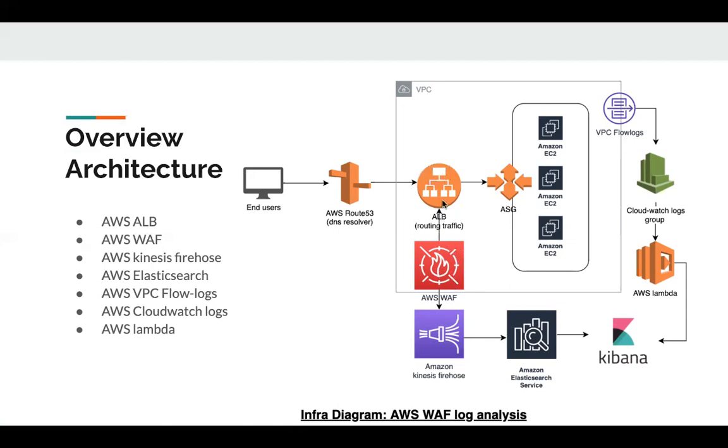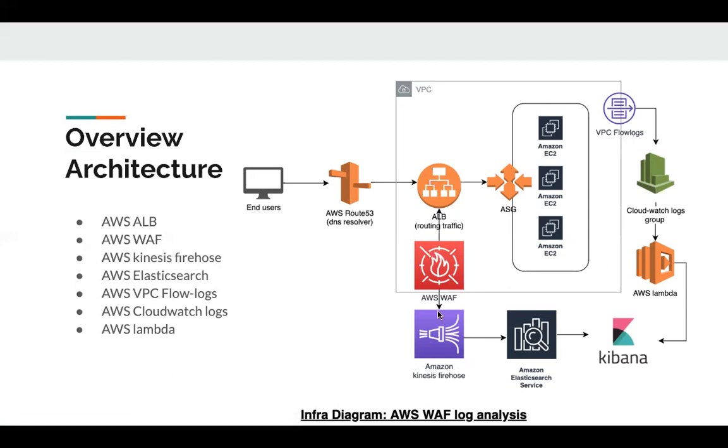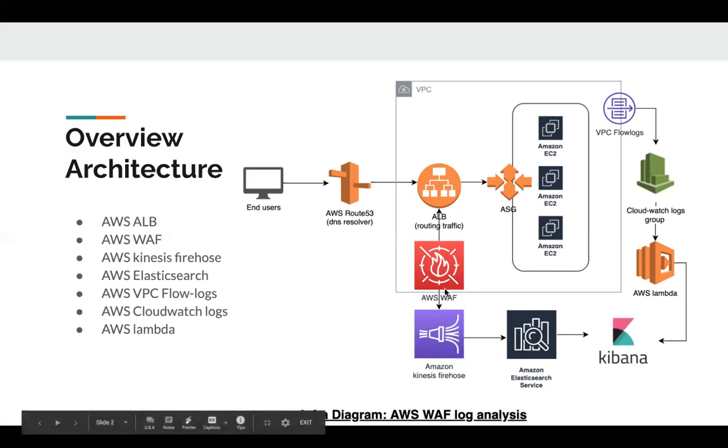And for logging, we enable Kinesis Firehose. If any user gets blocked or allowed, the data will be redirected through Kinesis Firehose. It will add all the data into Amazon Elasticsearch, and based on this data, we will analyze using Kibana.